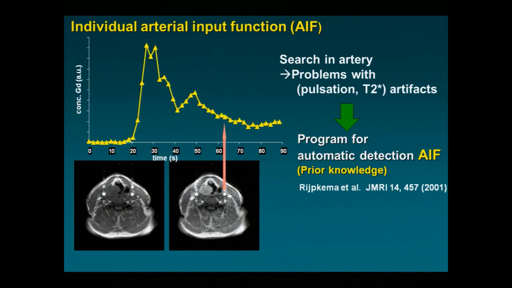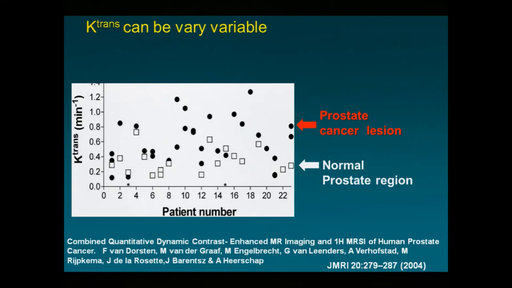The individual arterial input function is important, because you see here that the K-trans can be very variable. Actually, these are values from the prostate. And what you see is that the majority of voxels in prostate cancer have a higher K-trans than in normal prostate regions. But everything together, it's really very variable.